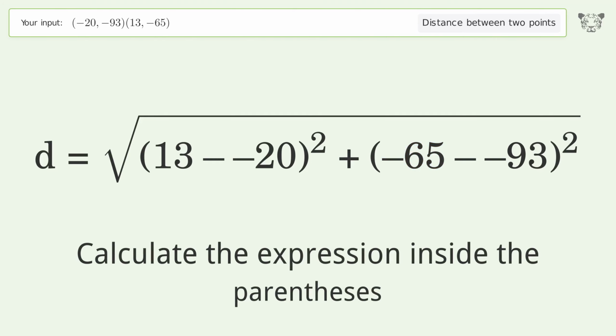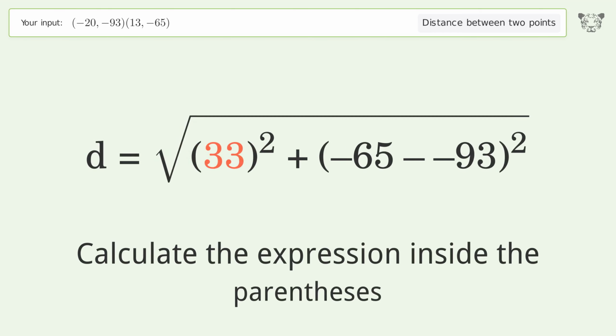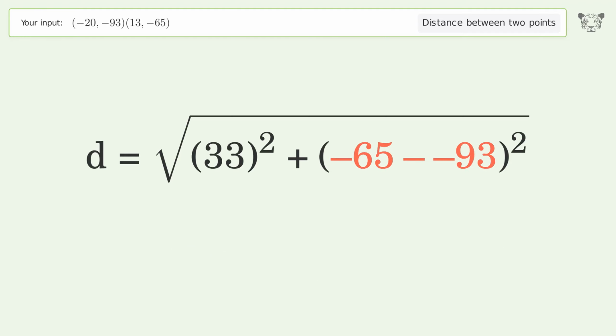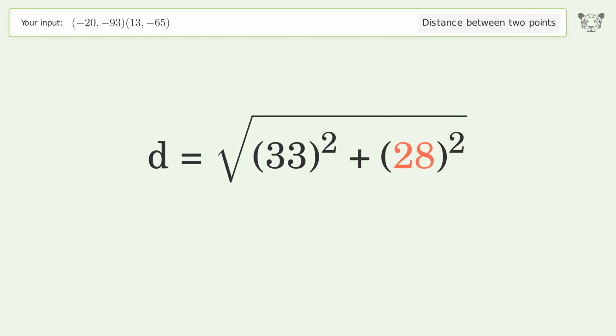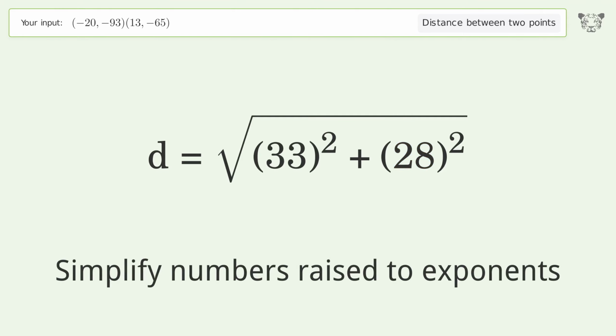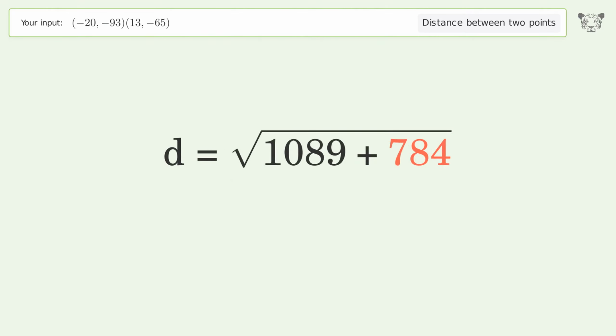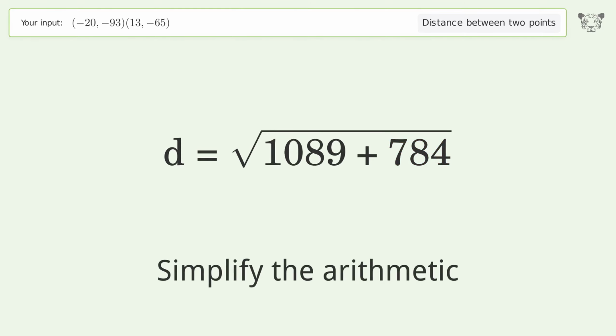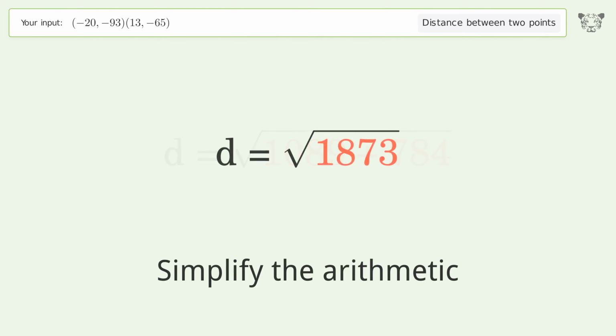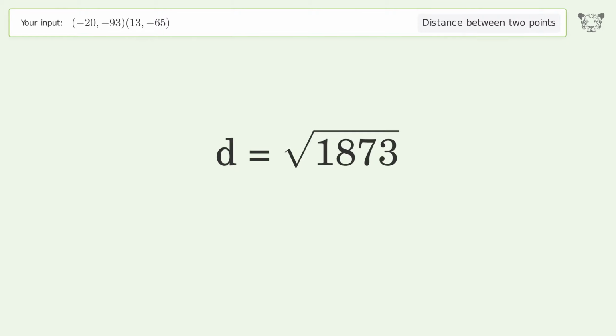Calculate the expression inside the parentheses. Simplify numbers raised to exponents. Simplify the arithmetic. And so the distance between the 2 points is the square root of 1873 or 43.278.